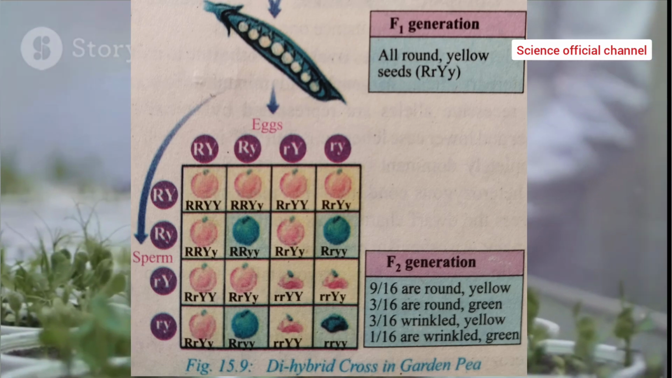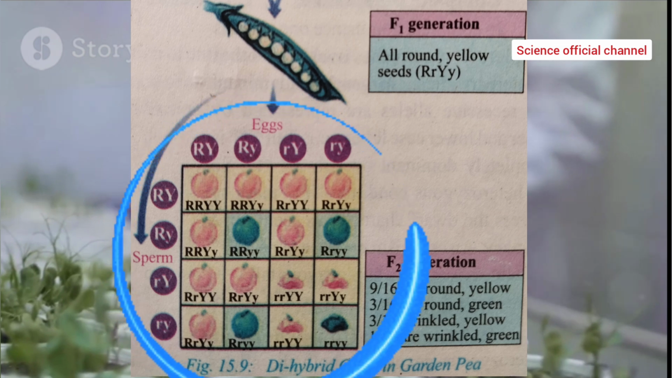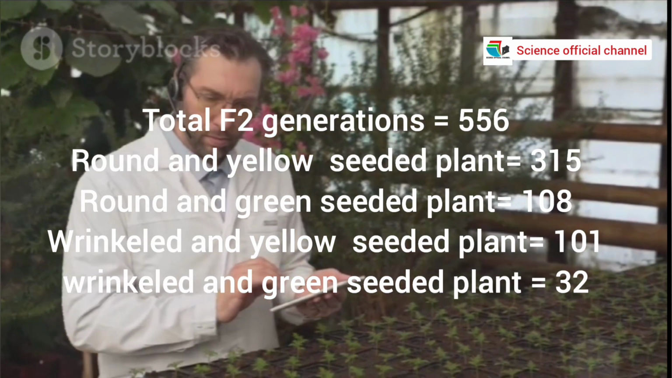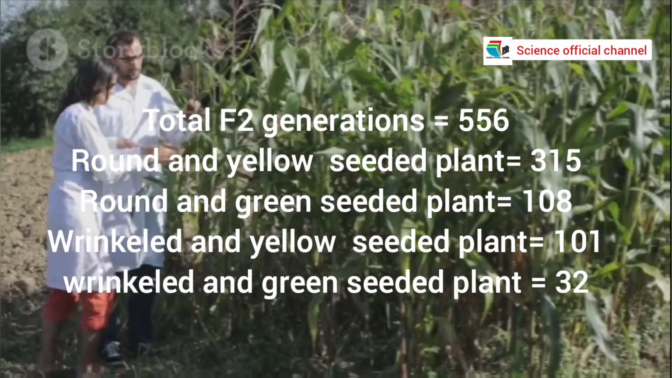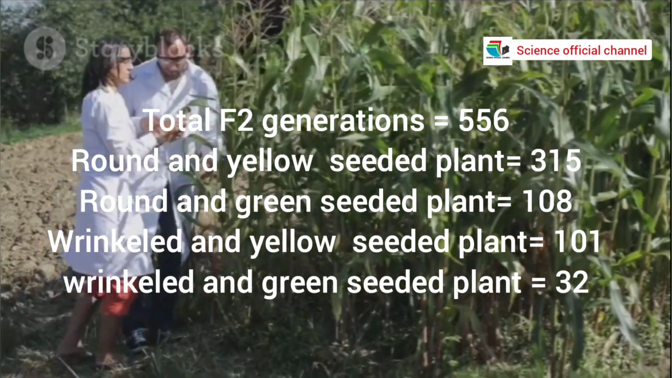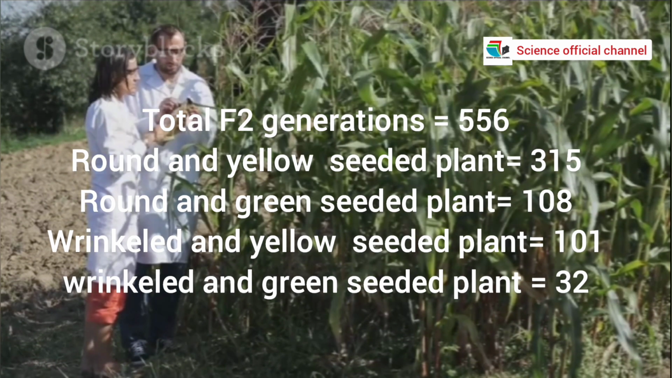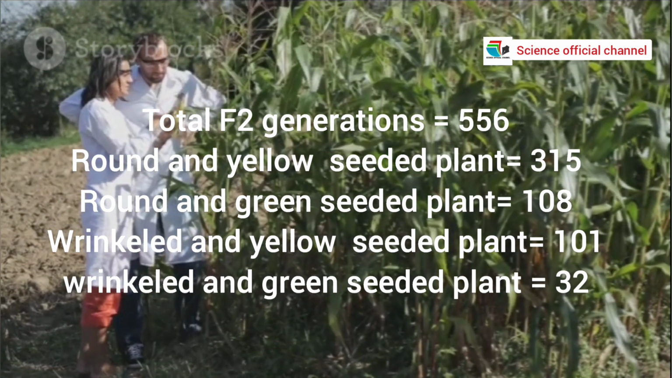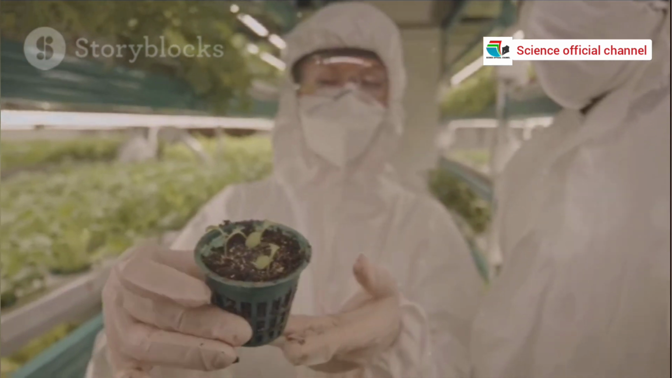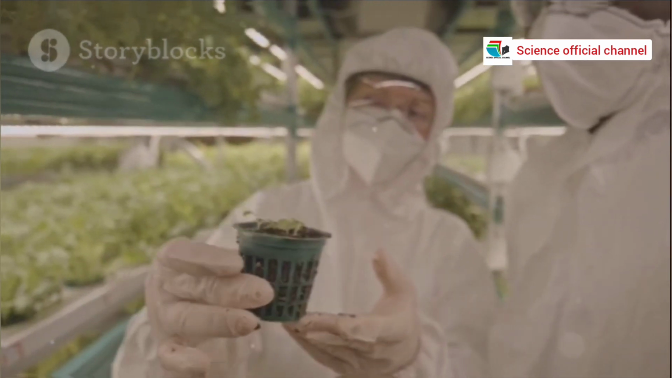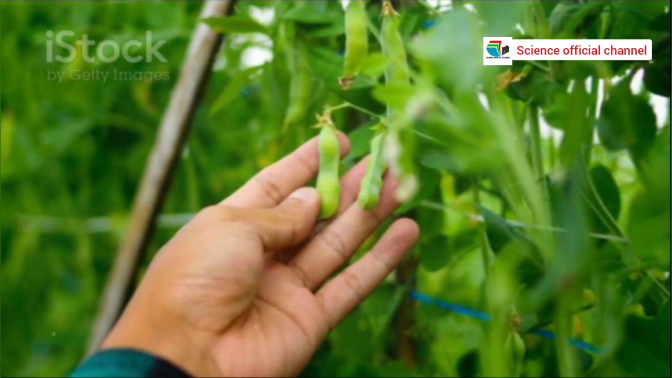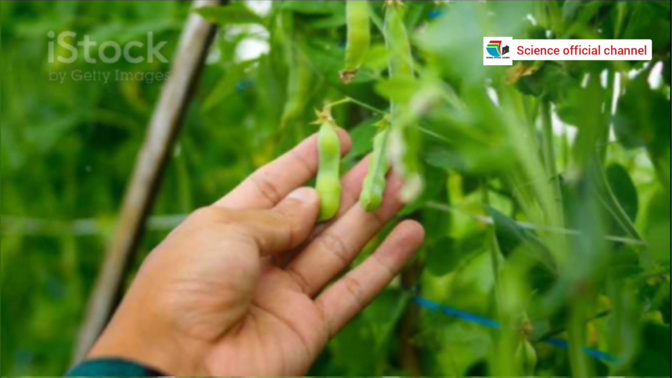After getting the F1 generation, he self-crossed the plants of F1 and got the F2 generation. Out of 556 plants of the F2 generation, Mendel obtained 315 round and yellow, 108 round and green, 101 wrinkled yellow, and 32 wrinkled green-seeded plants. So in the F2 generation, besides the parental types, new combinations were also produced. These new types of plants, that is wrinkled yellow and round green, indicate that recombination of traits had occurred.